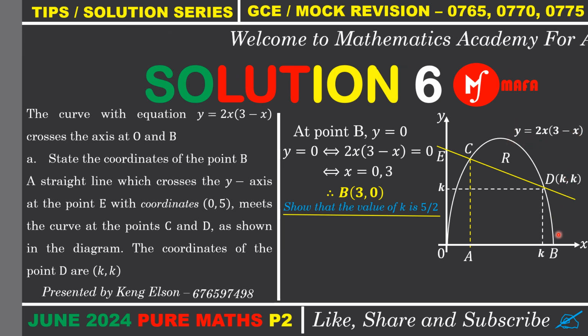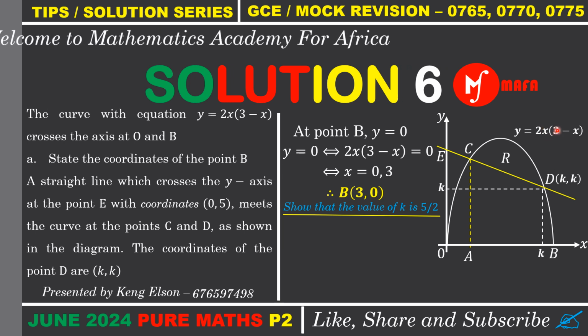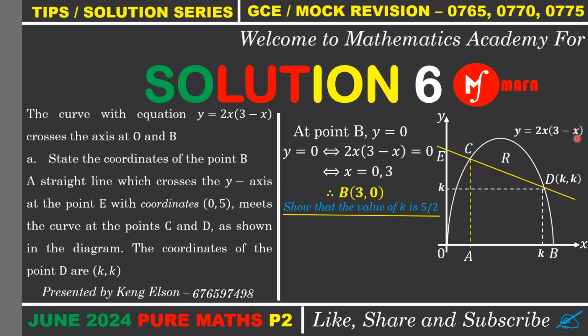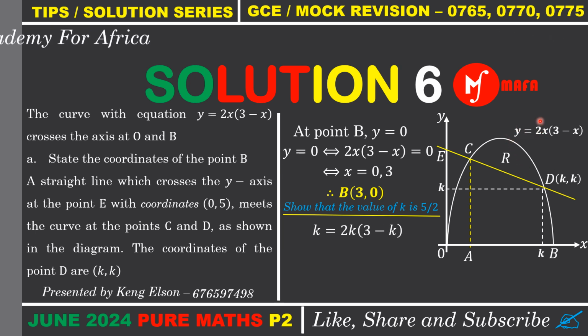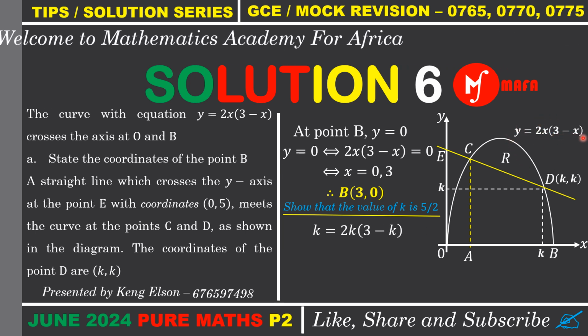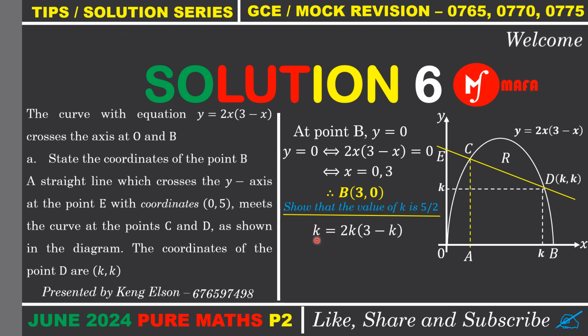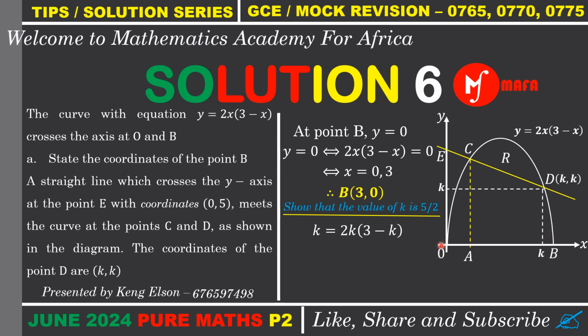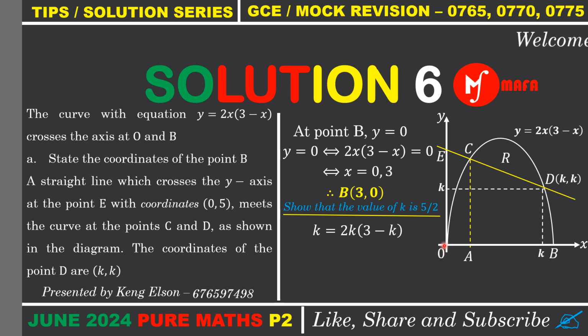Since the point Z lies on the curve, the y coordinate of the point Z is equal to 2 times the x coordinate, then you multiply by 3 minus the x coordinate. The y and x coordinates are all k. So it means that k will be equal to 2 times k into 3 minus k. Normally we don't divide both sides by k because k could be 0, but you realize that k is not at the origin. k is different from 0. Look at where k is. k is bigger than 0, so we can divide both sides by k.